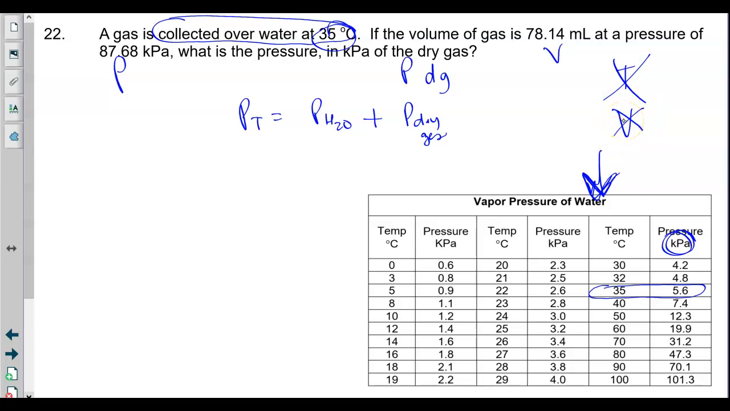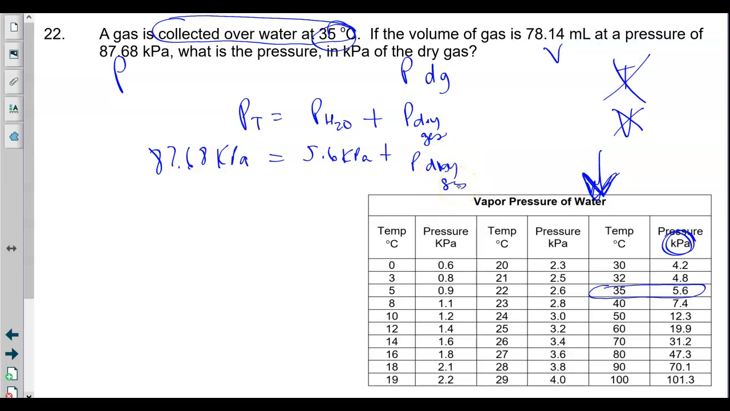So by default, we know that we're going to go back to the Dalton formula. If we don't have temperature and volume that we have or need two of, then we know we're going to default back to just Dalton's law. So we're going to take our total pressure, which has to be the pressure we're given, 87.68 kPa, equals the pressure of water, which is 5.6 kPa. We got that from the chart. That will give us the pressure of the dry gas.